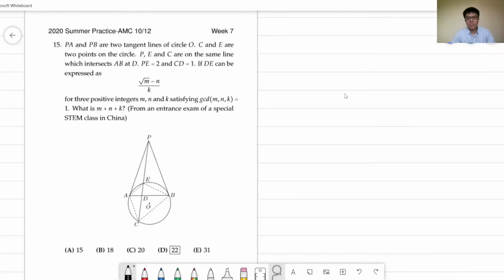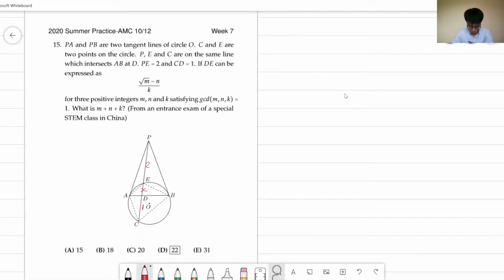Okay, problem 15. So we have this circle O, and PA, PB are tangent to circle O at A and B. Then P, E, C are on the same line, E and C are on the circle. We know that PE equals 2 and DC equals 1. So we want to find the length of DE. So let's set DE as length X.